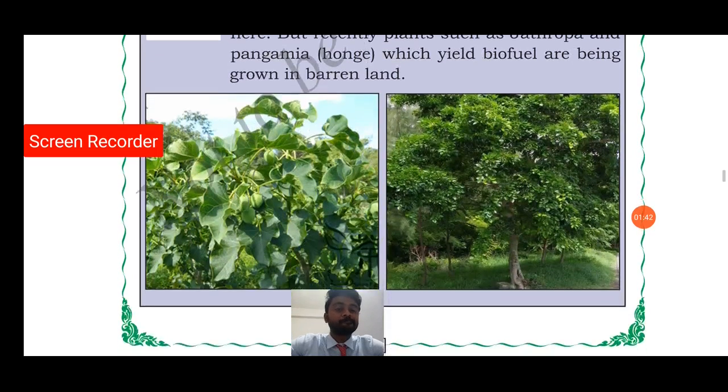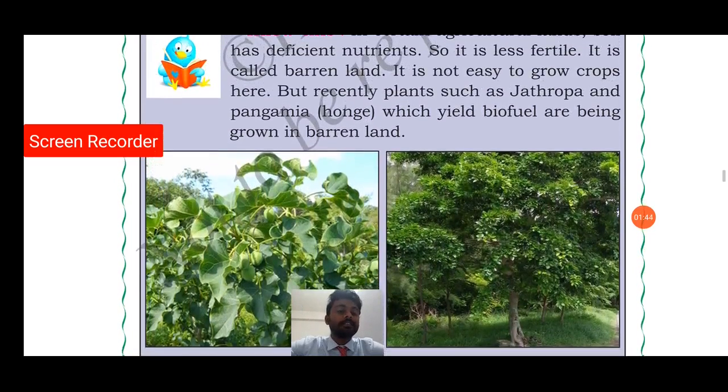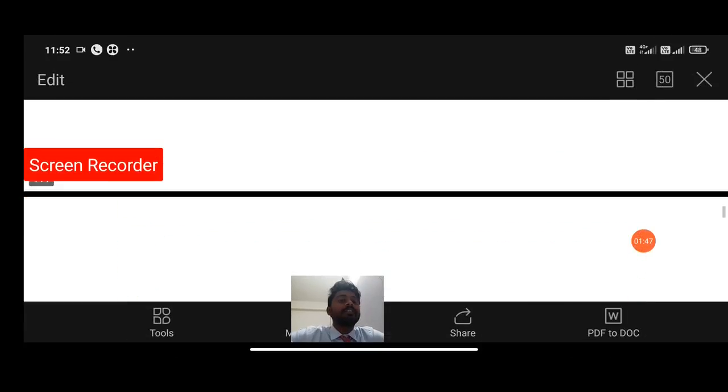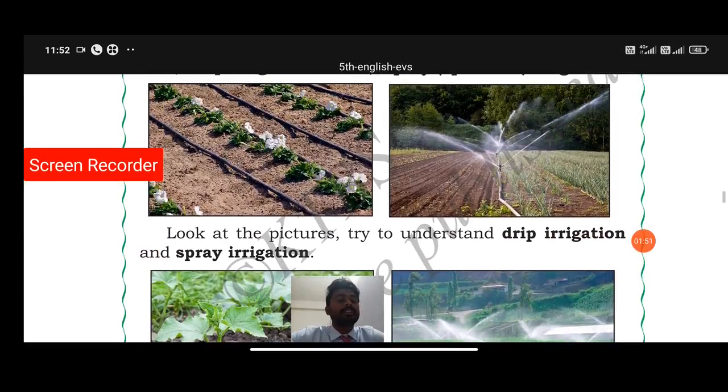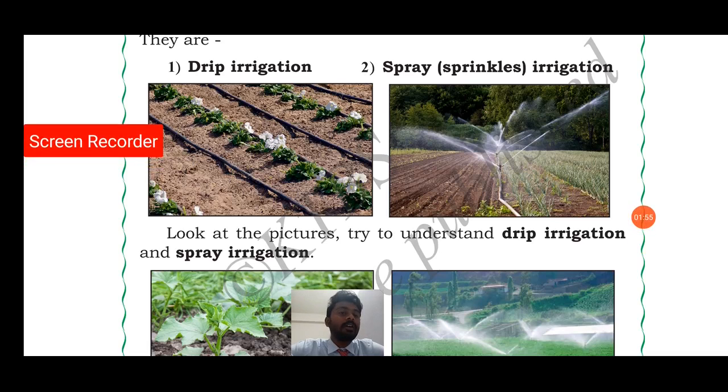Okay, students, this is about your discussion today, especially the two systems in irrigation: drip irrigation and spray or sprinkler irrigation in your syllabus. You already understand what is meant by drip irrigation and sprinkler irrigation. First of all, irrigation means ಹೊಲದಲ್ಲಿ ನೀರನ್ನು ಹಾಯಿಸುವುದು, watering the field.